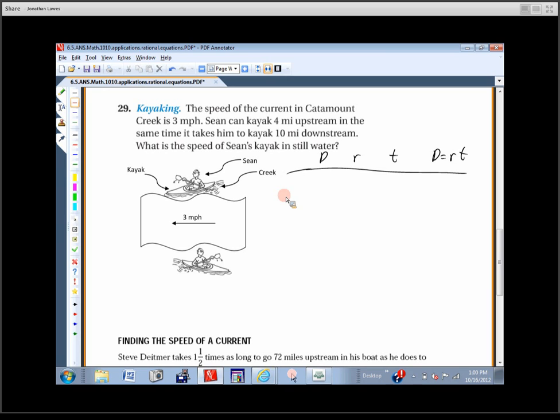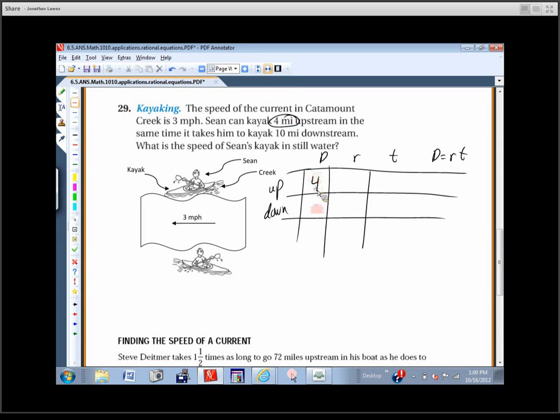And remember, we made a big deal about that. When you figure out what the rates are, you've got to have these in the right order. So here's what we're going to do. We're going to do upstream and we're going to do downstream. Now, upstream. Do we know how far he went upstream? Yes. How far? 4 miles. Careful.